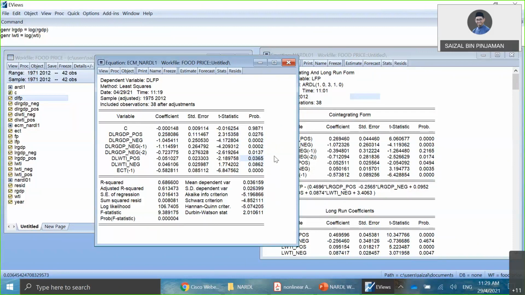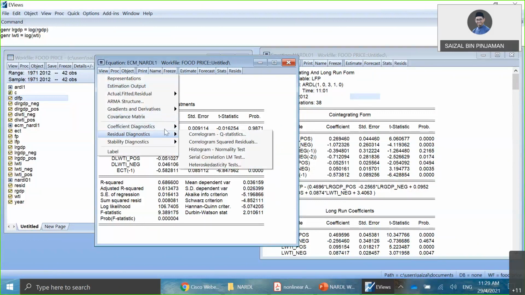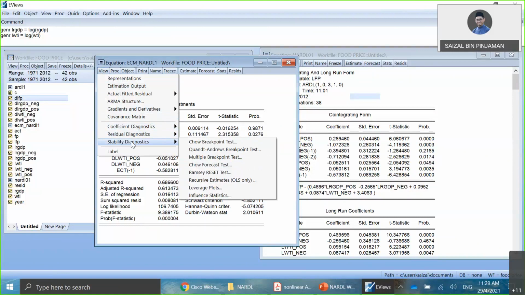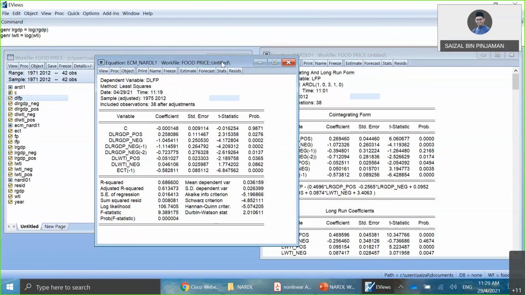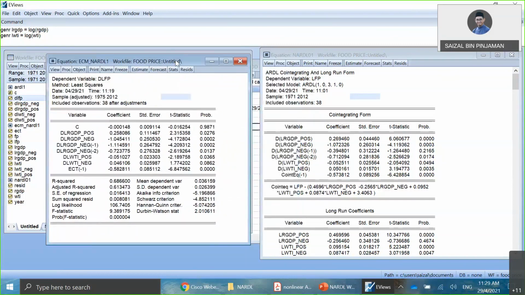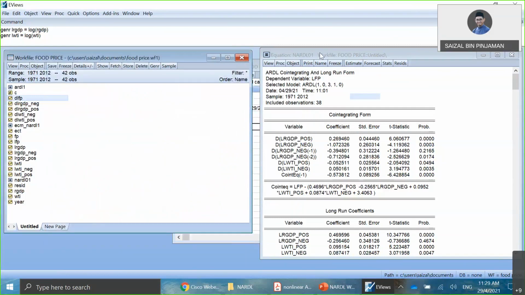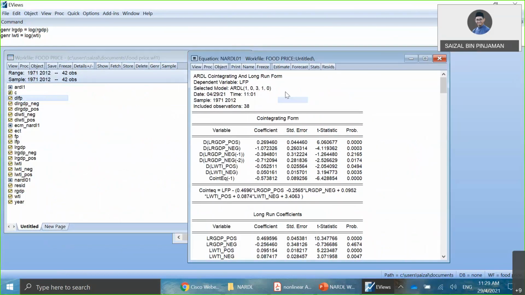Apart from that, of course, we can run certain diagnostic tests, including serial correlation, heteroscedasticity, as well as the stability of the model. So that is how we run the NARDL in the long run as well as in the short run. There are a number of ways for us to run the NARDL model actually. The method that I showed you is one of a number of ways to estimate the NARDL model.